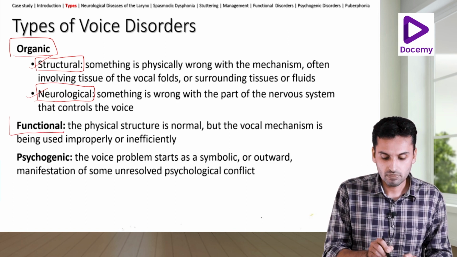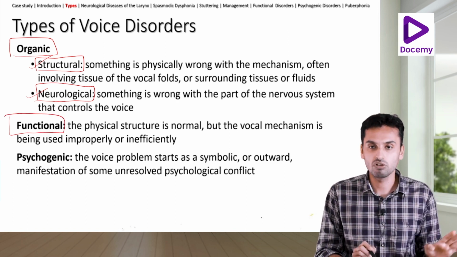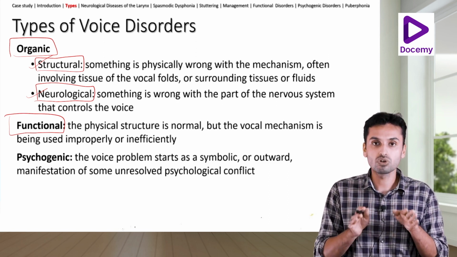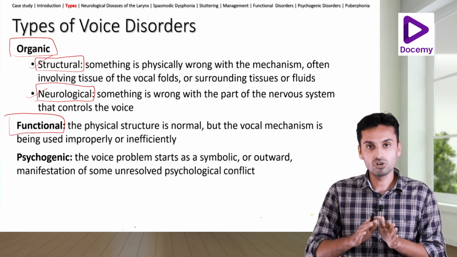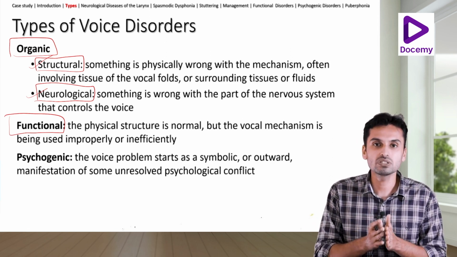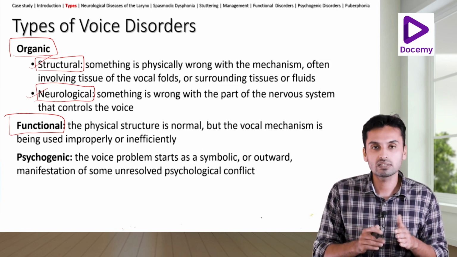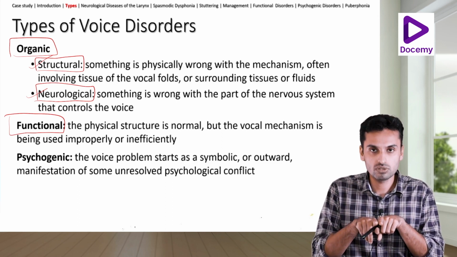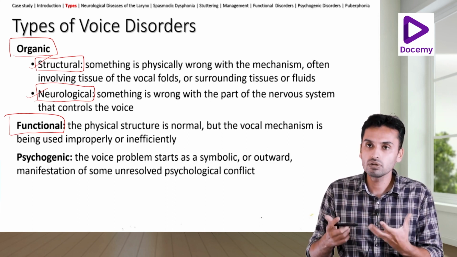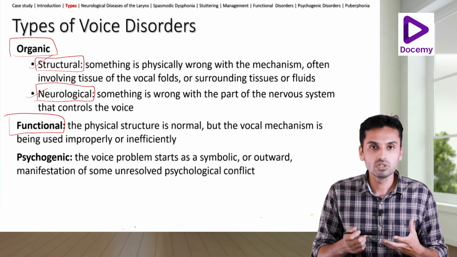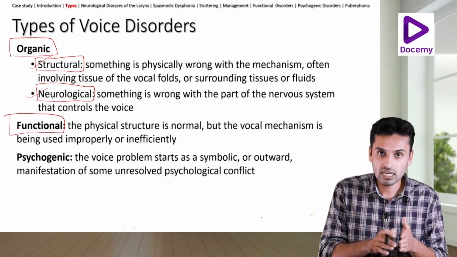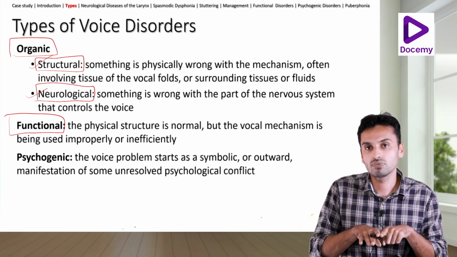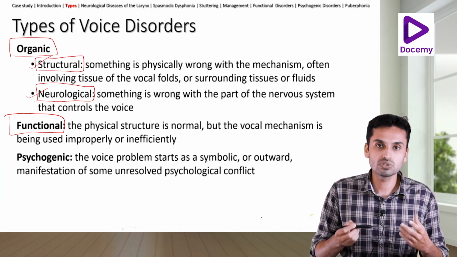In functional disorders, the physical structure is absolutely normal, and there is nothing wrong with the nerve supply either. It's just that the use of that normal structure is being altered, so it's not being used in an efficient manner. For example, in our case study, instead of using her normal vocal cords, she started using her false vocal cords, and this probably came after the upper respiratory tract infection when she had a cold. She had some vocal cord edema. That is an organic problem. But that subsided. Then she developed this habit of speaking with her false vocal cords. So that is an inefficient way of using your vocal cords.